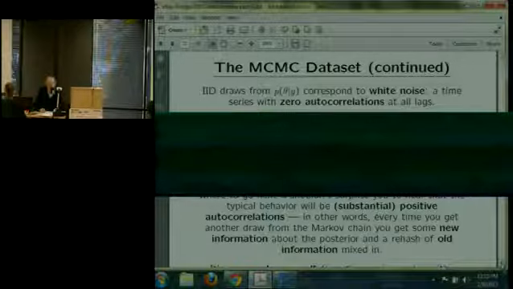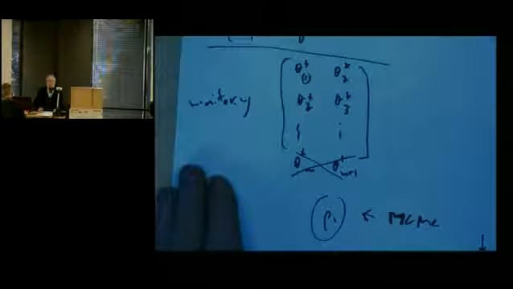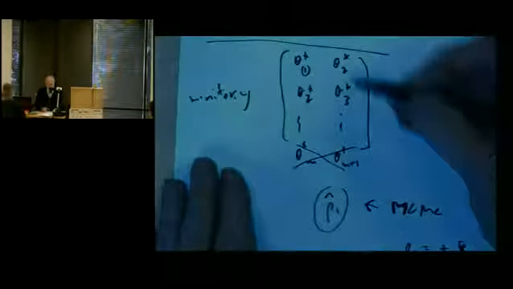I forgot to move over again. This is the autocorrelation rho 1 at lag 1. Actually, it would be rho 1 hat. We'd estimate it from the data.